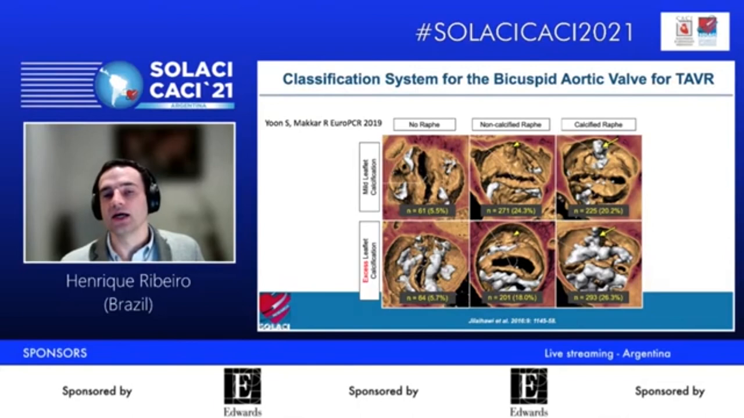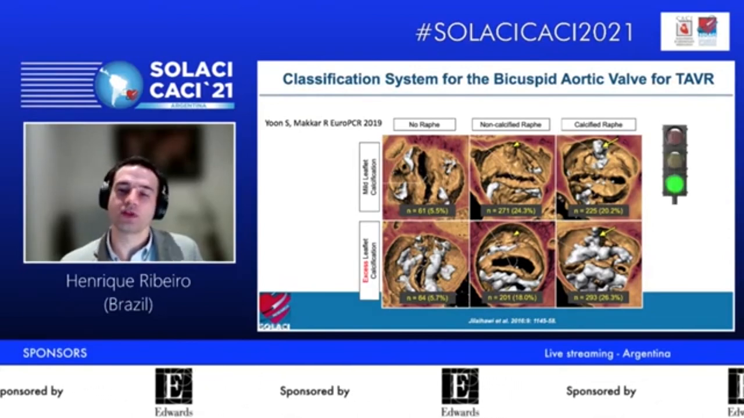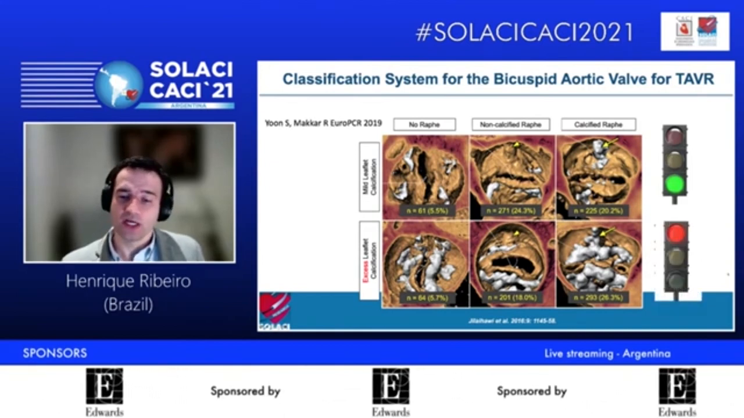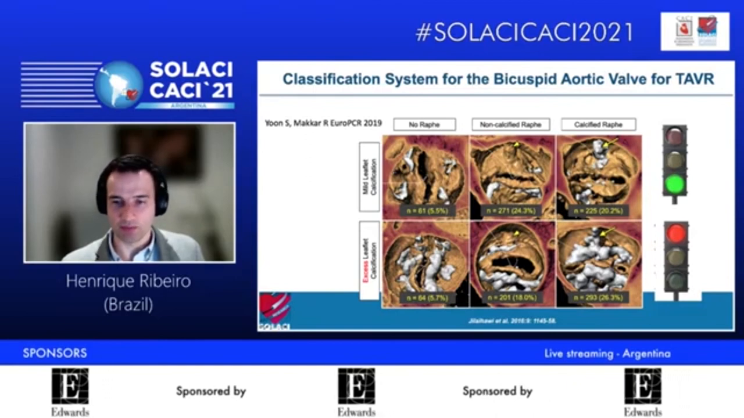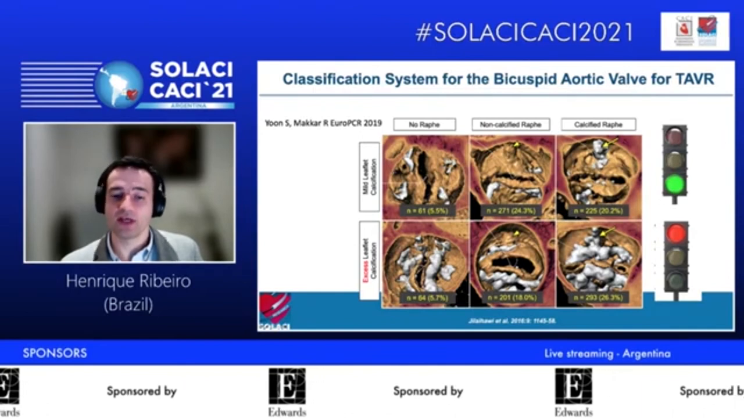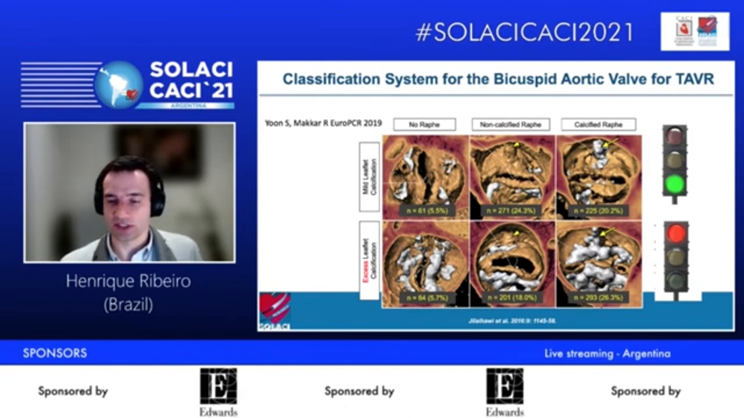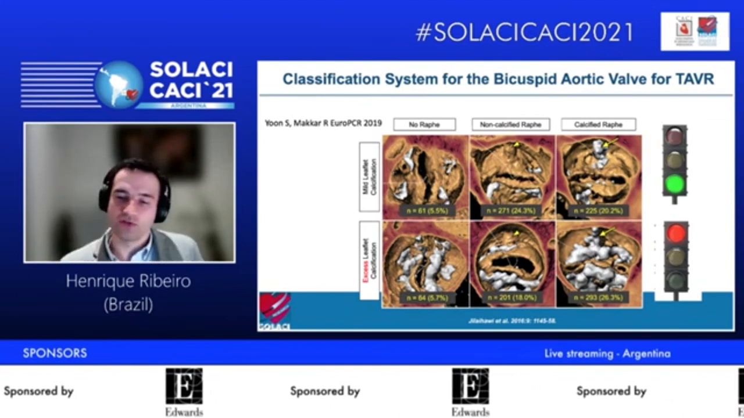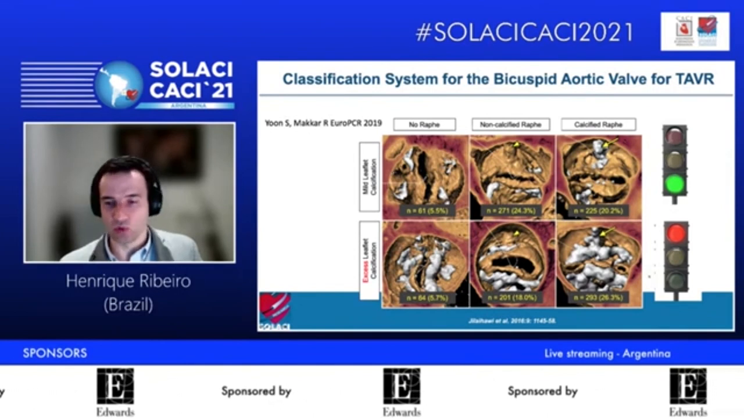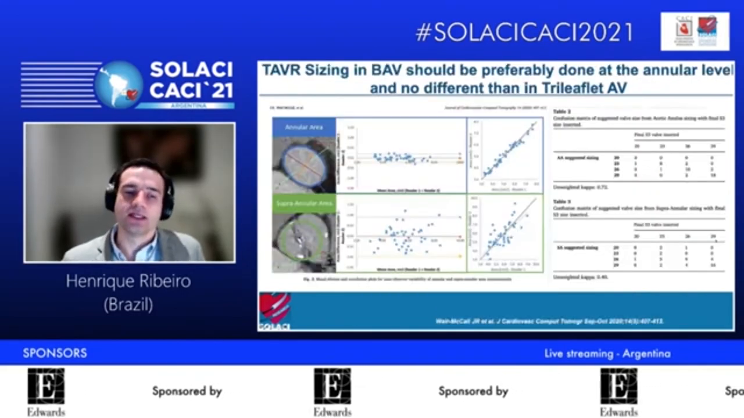Both factors, when they're absent, those patients do fairly well in the bicuspid treated with a balloon expandable or self-expandable TAVR. However, especially in such patients where both aspects are present, you have a calcified raphe and also excess leaflet calcification. Such patients that represent 1/4 of the bicuspid patients treated nowadays might do worse during TAVR.